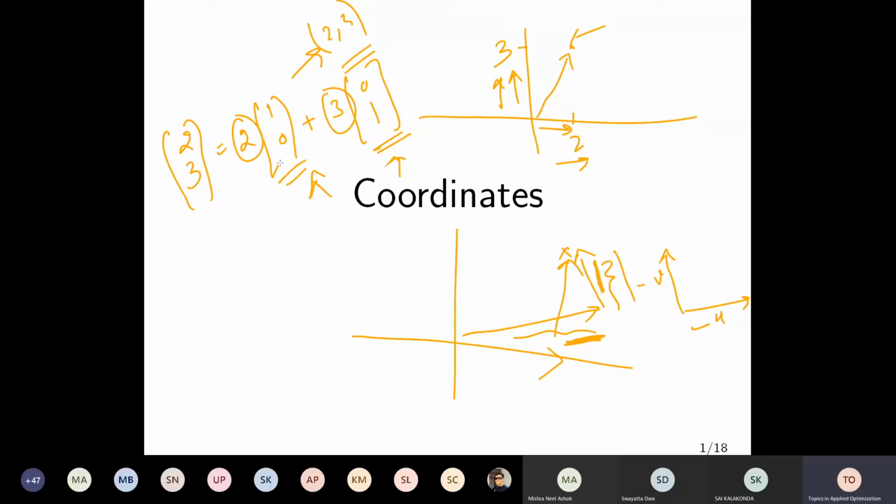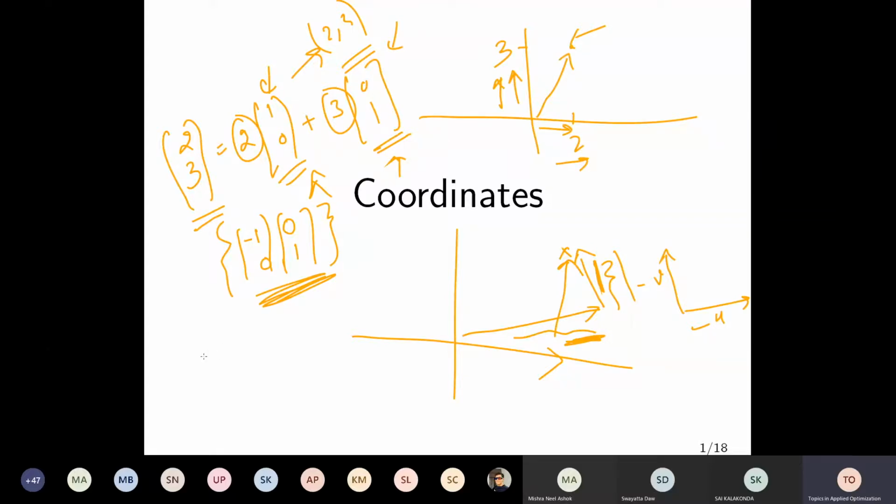Okay, so the idea of coordinates. Usually when we write (2, 3), we are implicitly assuming that it is the canonical basis. Now I could have other bases also. Let us say (-1, 0) and (0, 1). Okay, so these two are also bases for me in R2. So if I want to get to the point (2, 3), now I have to follow different lengths, right?